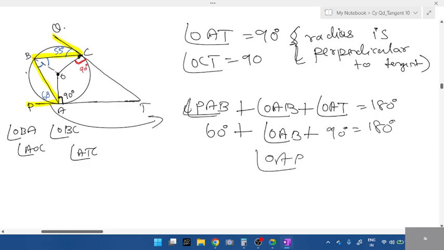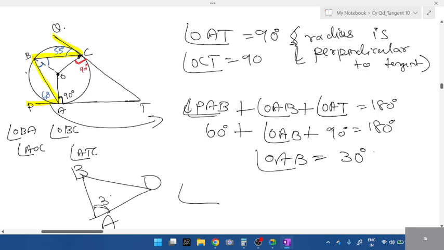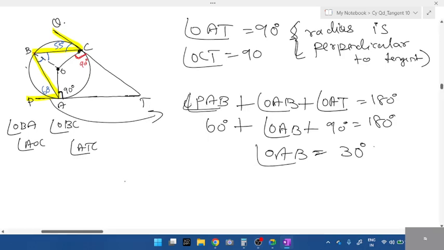What is angle OAB? 90 plus 60 is 150. 180 minus 150 is how much? 30 degrees. If that is 30, what is ABO? How can it be 35? Even that is also 30, right? See, I'm talking about this triangle, students. Observe this O, B, and A. In OBA, what is A we got? 30 degrees. Let me draw it properly. I'm talking about this triangle like this. O here, A here, B here.